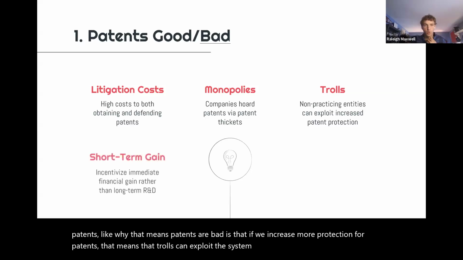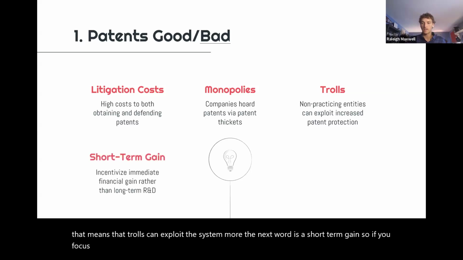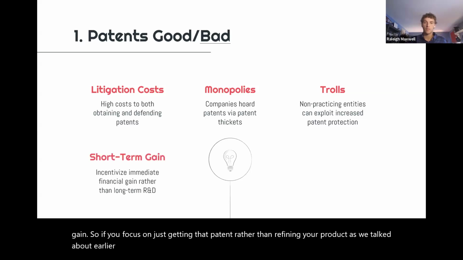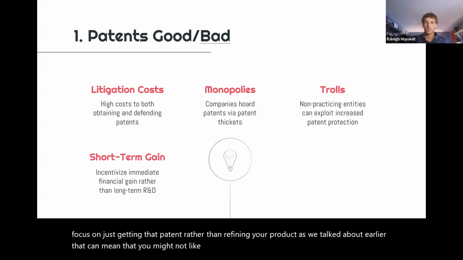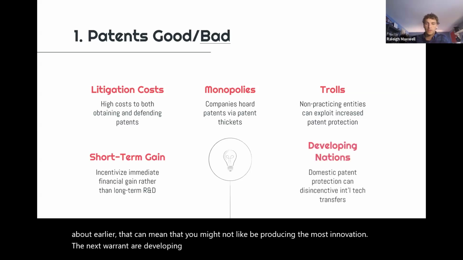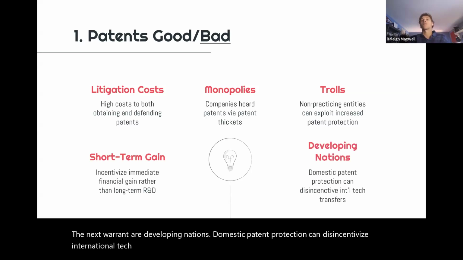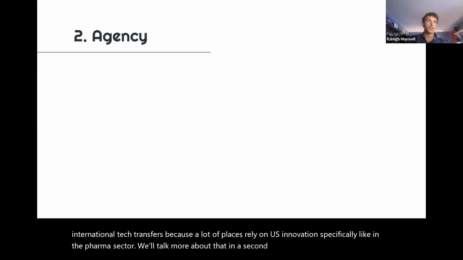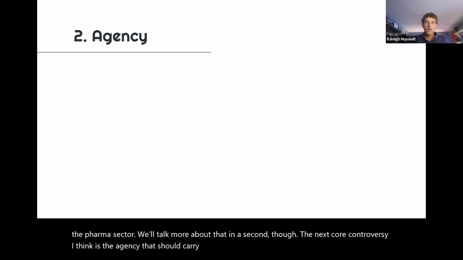The next warrant is short-term gain. So if you focus on just getting that patent rather than refining your product, as we talked about earlier, that can mean that you might not be producing the most innovation. The next warrant is developing nations. Domestic patent protection can disincentivize international tech transfers because a lot of places rely on U.S. innovation, specifically in the pharma sector. We'll talk more about that in a second, though. The next core controversy, I think, is the agency that should carry out the plan.